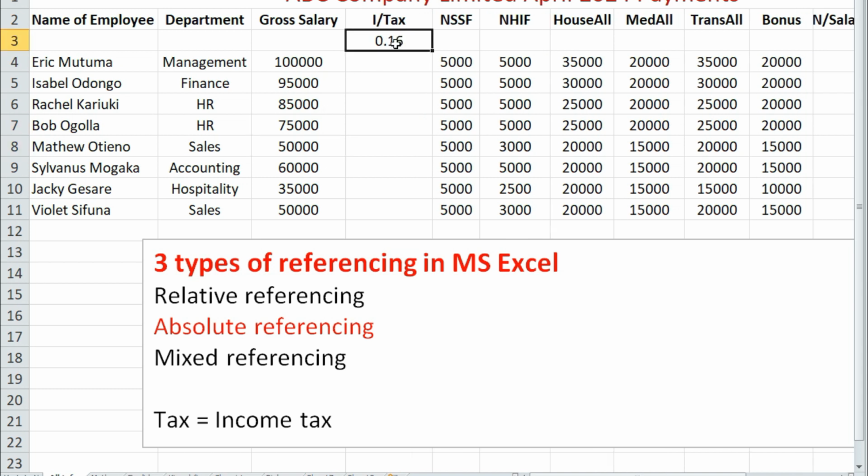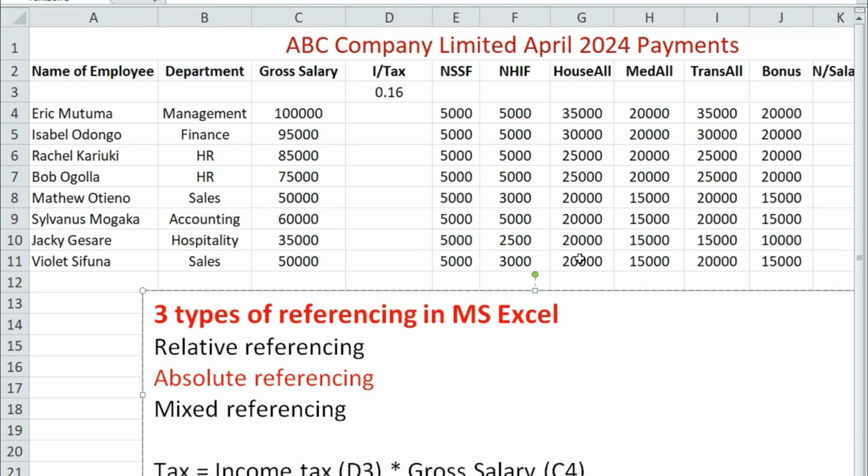This figure here is constant, fixed, it doesn't change. So it's gonna be income tax at D3 times gross salary at C4. At C4, like that. Very important to remember that. 16% times the gross salary of Eric, 16% times the gross salary of Isabel, like that until we reach down here at 16% times the gross salary of Violet Sifuna.